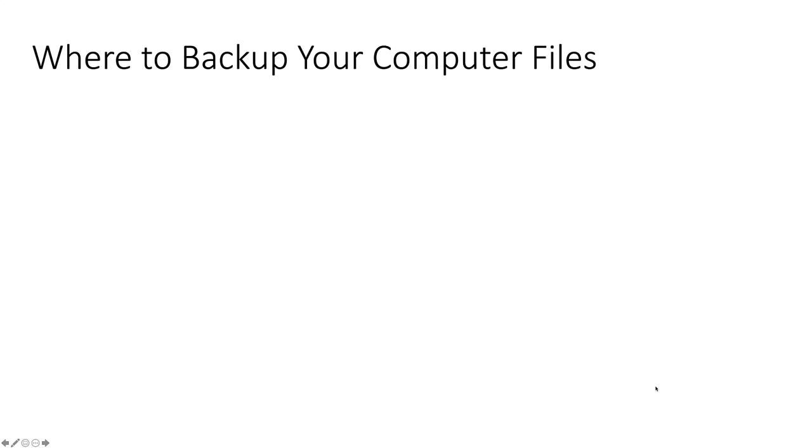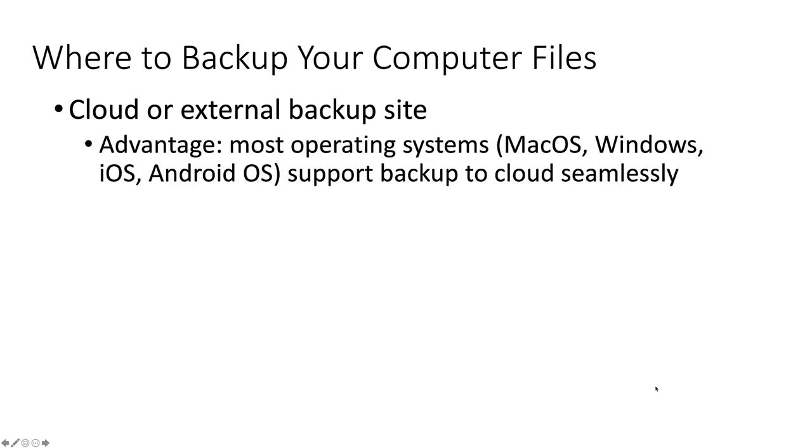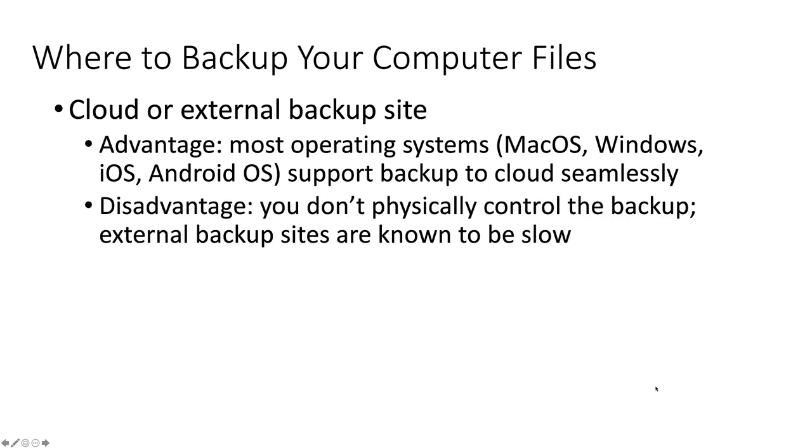Now the next question that arises is, where do you back up your computer files? There are several different options. One of the most popular now is backing up to the cloud, or to an external backup site, which is a separate thing from backing up to the cloud. The advantage of this is that most operating systems, including macOS, Windows, iOS, and Android, support backup to the cloud seamlessly. That is, you don't have to actually do anything for it to back up to the cloud. The disadvantage is you don't physically control the backup. Also, external backup sites are known to be slow.